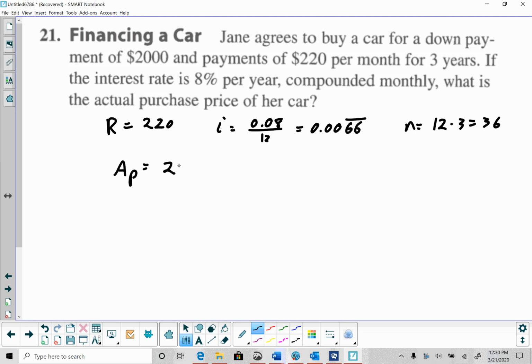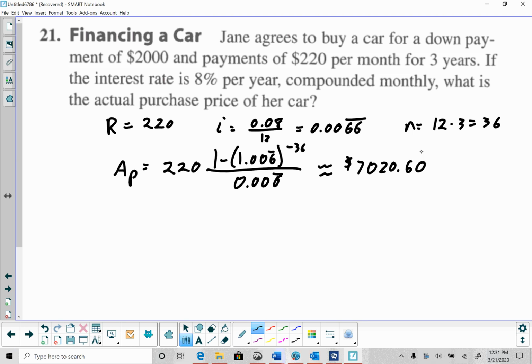So it's going to be our regular payment of 220 multiplied by a lovely complex fraction here, 1 minus 1 plus I, so that'll be 1.006 repeating to the negative 36th power, all divided by I, 0.006 repeating. So carefully typing that in, $7,020.60. Oh, but wait, she can make a down payment.